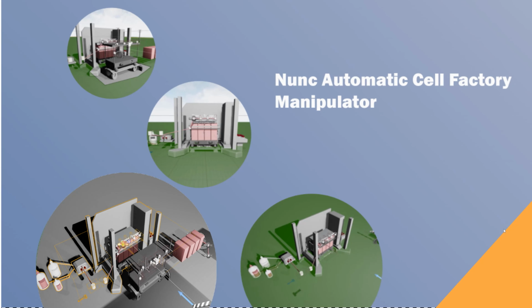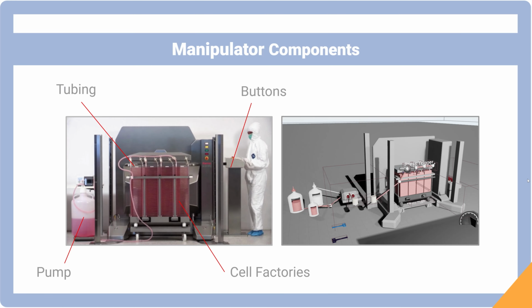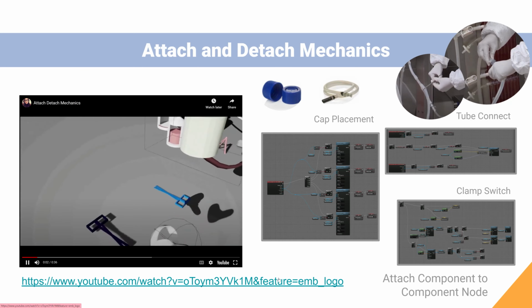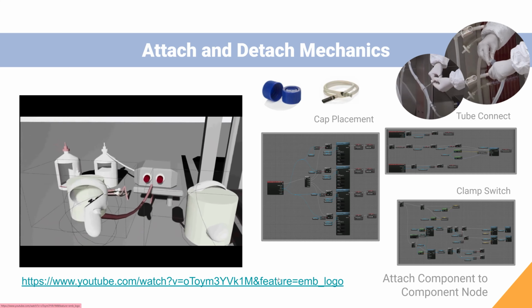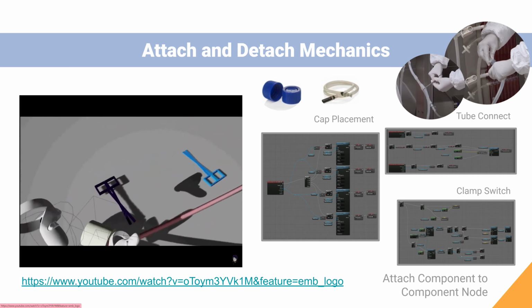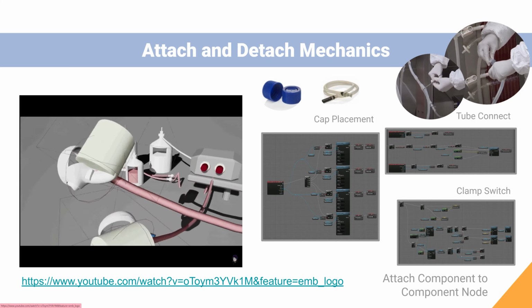The machine that I'm working on is called the Nook Automatic Cell Factory Manipulator. The components include tubing, buttons, a pump, and the cell factories. In our simulation, we need to be able to attach and detach mechanics like the caps, the hoses, and the clamps. I am doing this by using the attach component to component node to achieve this.